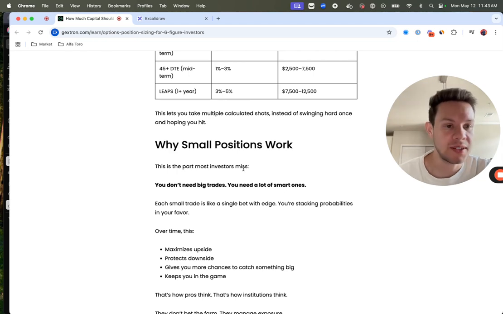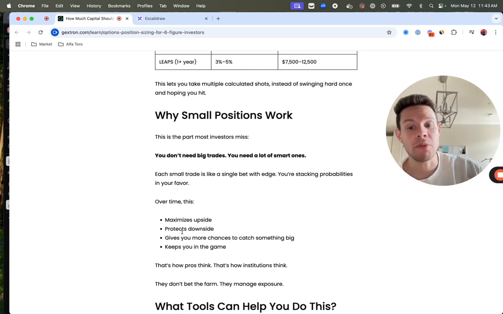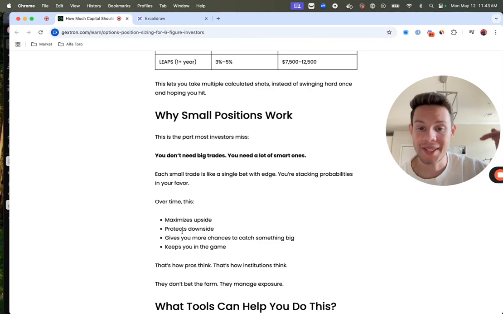This is the part most investors miss, and traders definitely miss it. You don't need big trades. You need a lot of smart ones. Okay. Each small trade is like a single bet with edge. You're stacking your probabilities in your favor over time to maximize the upside and protect the downside. Okay. By staying small, you maximize the upside, you protect the downside, and it gives you more chances to catch something big.